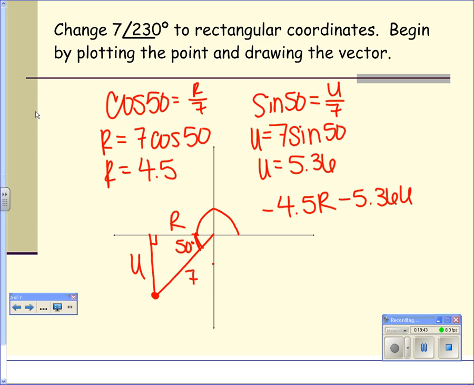Yeah, this one's negative. You'd have a positive R, positive U, negative R, positive U, negative R, negative U, positive R, and negative U. Just like your X and Y values. Any questions on that?